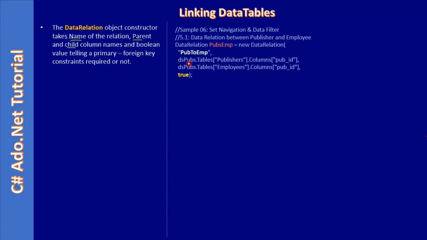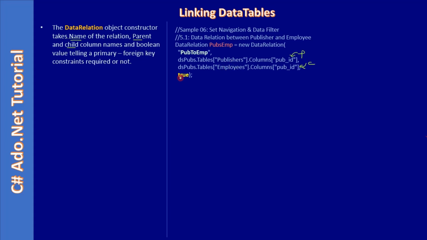Then parent is ds pubs. This is our dataset name, and from tables we are picking the publisher table, and from there we are picking the column publisher ID. So in the publisher table, publisher ID will act as a parent here, right? This is the parent. After that, we are giving the child. The same way, from our dataset, we are picking the employee table and taking the pub ID and telling that as a child. So here we are establishing the parent-child relation between publisher and employee.